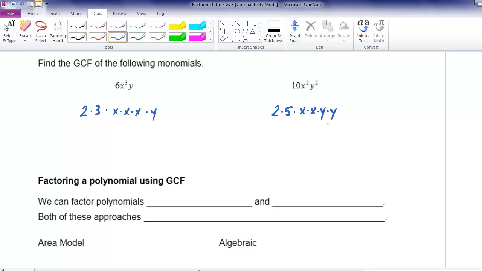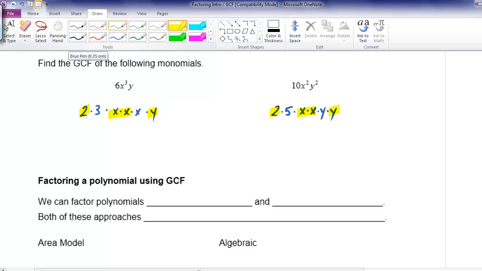So we factored each into the smallest possible pieces, and now we're going to identify what things these two monomials have in common. They both share a factor of 2. They both have 2 x's. And remember, when I say 2 x's, I mean it's really x squared. And they have a y in common.